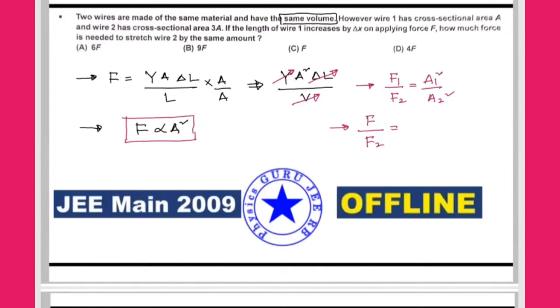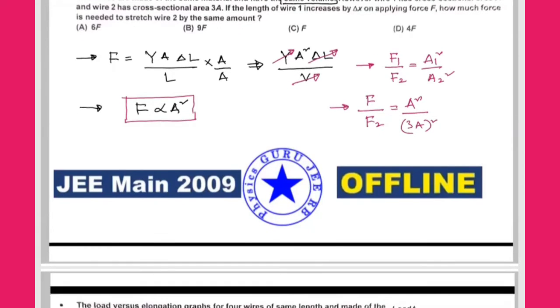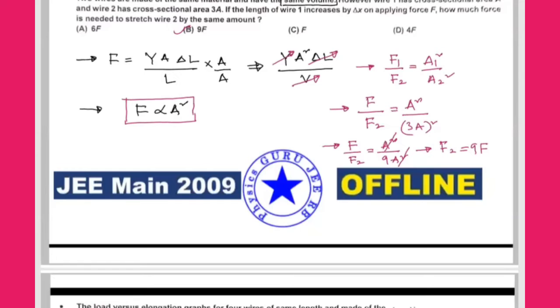So A1 square divided by A square, divided by this, is nothing but (3A) whole square. Hope this is clear. Now this can be written as F divided by F2 equals A square divided by 9A square. So these two will get cancelled. Then at the end we get F2 equals 9F. So option B matches with this one, right?